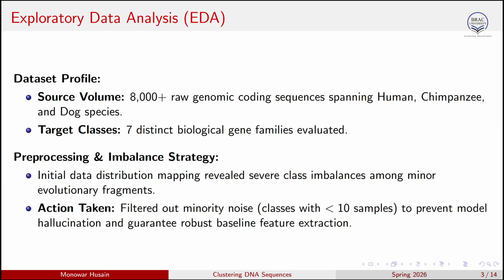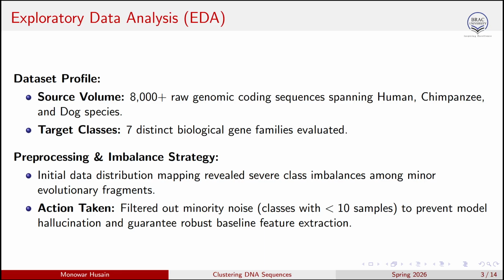Moving to my exploratory data analysis. For my dataset, I pulled over 8,000 raw genomic coding sequences, but I did not just restrict this to humans. I included sequences from chimpanzee and dogs as well. This was a super important decision because I needed to prove that the grammar rules apply across completely different evolutionary branches, not just in our own species. I evaluated seven distinct biological gene families like RNA, tRNA, and pseudogenes.